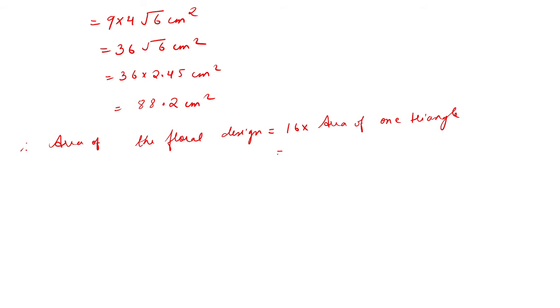That is 16 into 88.2 centimeters square. Clear? So now when you do the multiplication for this, you get 1411.2 centimeters square. That is 88. Ignore the point now, just omit that in order to avoid confusion. Just remove the point.